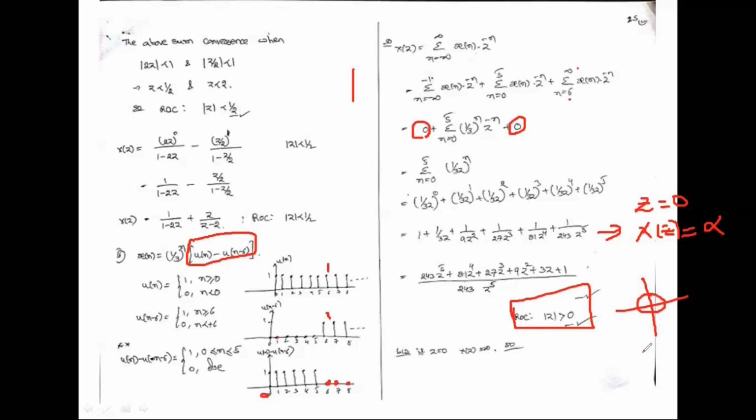Or let us take it equally, you can take 0.5, 1, 1.5, and so on. All the values except z is equal to 0. If z is equal to 0, see here, X of z becomes infinite. Except z is equal to 0, the entire z plane is the region of convergence.